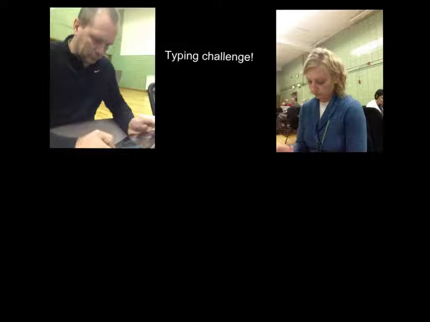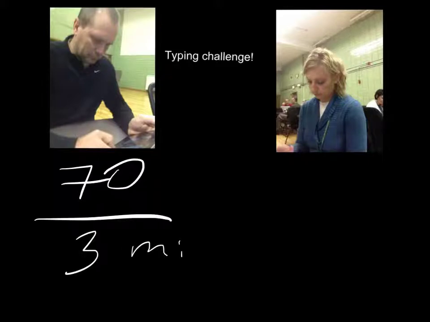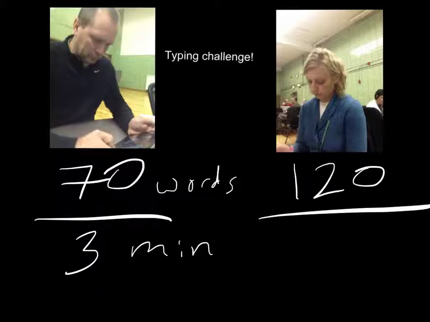As you see, they're working very hard on their iPads in those two pictures. We know that Mr. Johnson is a pretty darn fast typer on his iPad. He can write 70 words in 3 minutes. Now Miss Pop, she can fly on typing, so she's writing 120 words in 4 minutes. So we're getting a lot more words, but with more minutes. So we've got to find out who is faster, who's the fastest typist.